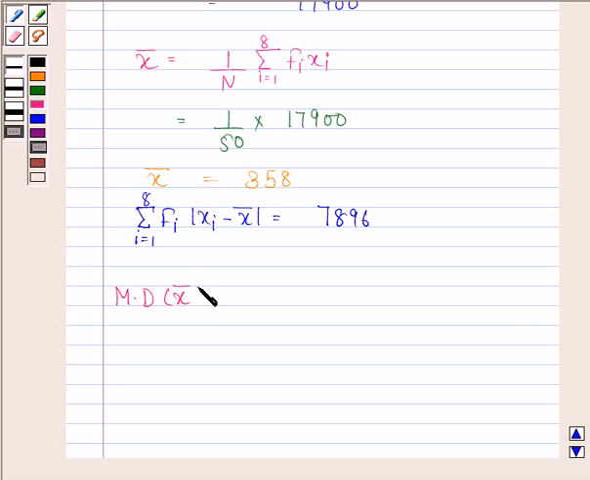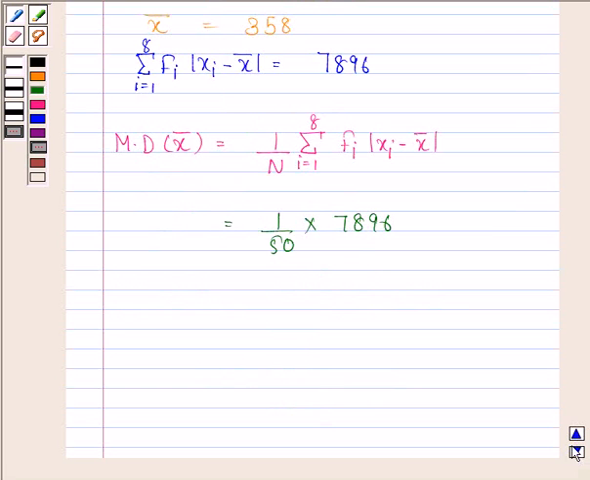Now we will calculate mean deviation about mean. We know that mean deviation about mean is equal to 1 by n into summation i goes from 1 to 8 fi into mod xi minus x bar. And this is equal to 1 by 50 into 7,896, and this is equal to 157.92. Hence, our required answer is 157.92.